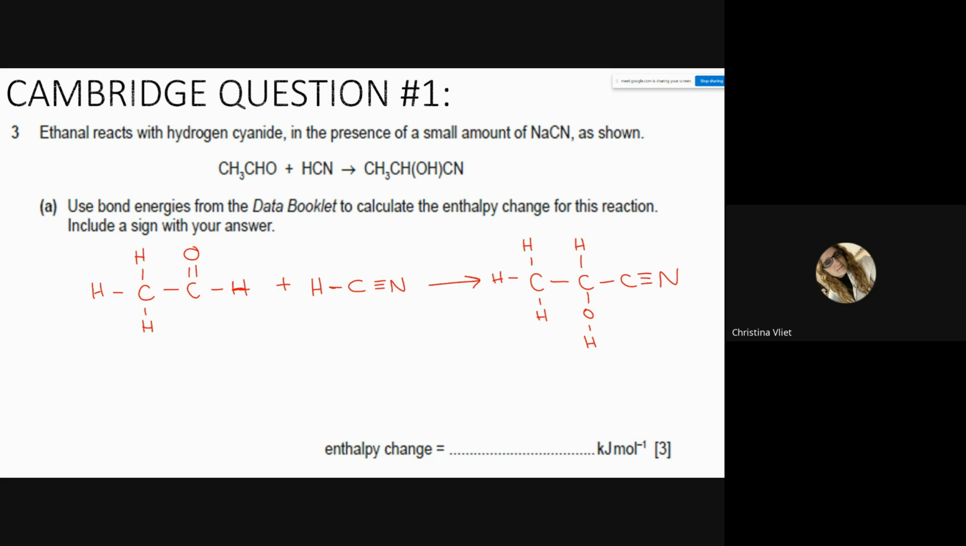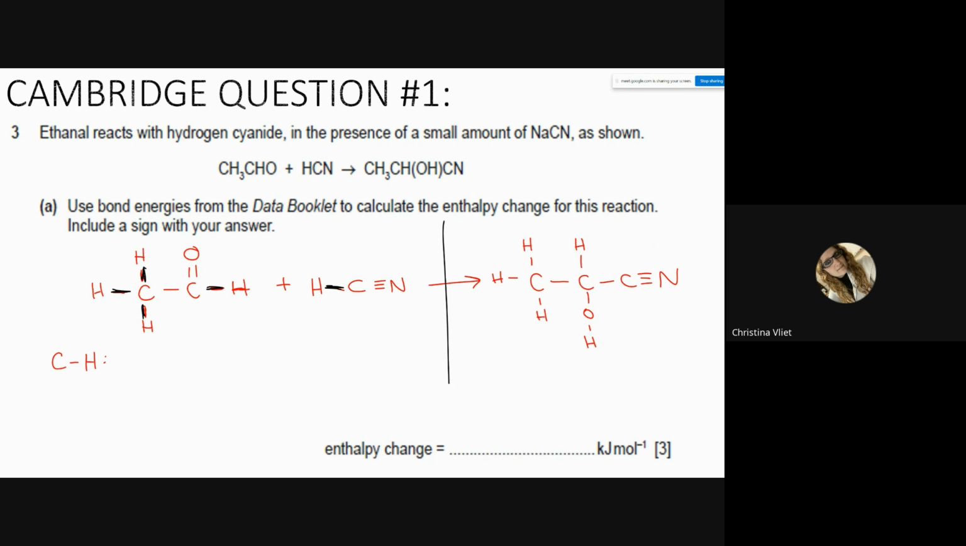Time to count, right? Count your bonds. For the reactant side, what do you see first? This time I'm going to not switch my colors. So how many CH bonds do I see? 1, 2, 3, 4, 5. Actually, maybe I should use color. Do you see it? On my reactant side, remember the arrow separates your reactants from your products. 1, 2, 3, 4, 5.